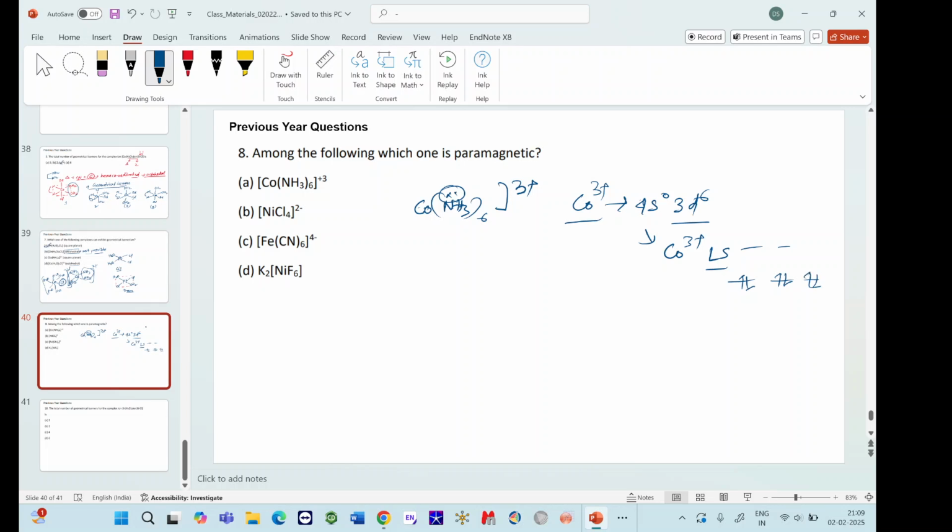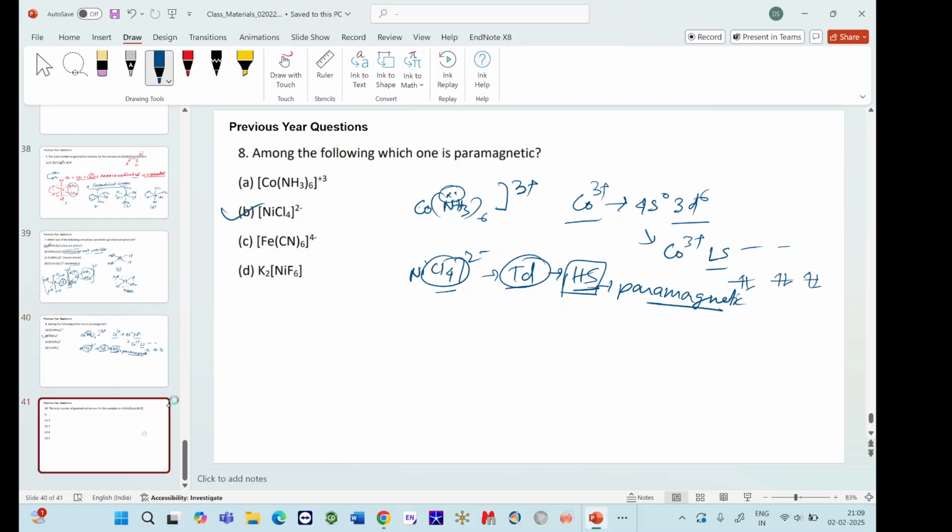Let's see for B, what is the case? It has a charge of minus 2. So you can see the coordination number is 4, that is tetrahedral, and for tetrahedral, in all cases it will be high spin. So we see that it is high spin, which means it is paramagnetic, and it will be your right answer. So we don't need to look at the other options because we already found one.